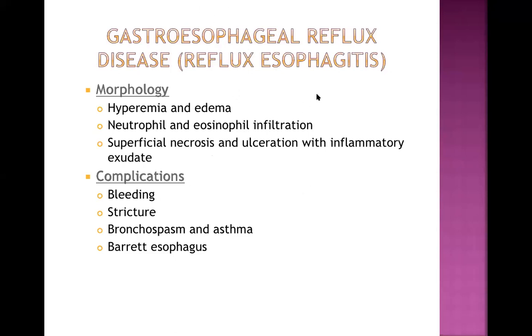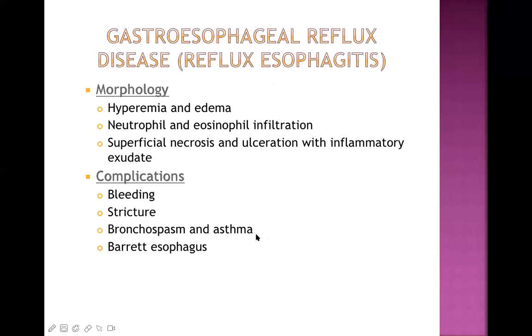Some complications can occur as a result of GERD, reflux esophagitis. The first is bleeding. This bleeding usually presents as hematemesis or vomiting of blood, usually bright red blood. Stricture means narrowing of the lumen of the esophagus, and that occurs because of chronic inflammation and fibrosis.